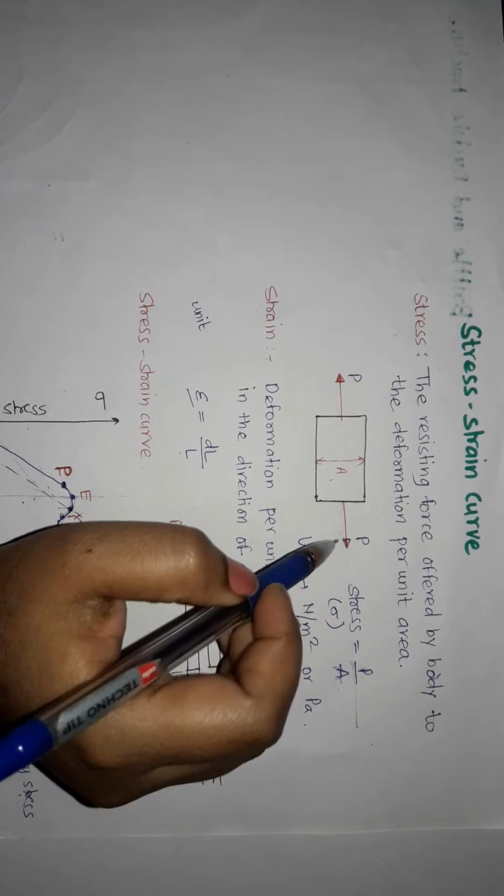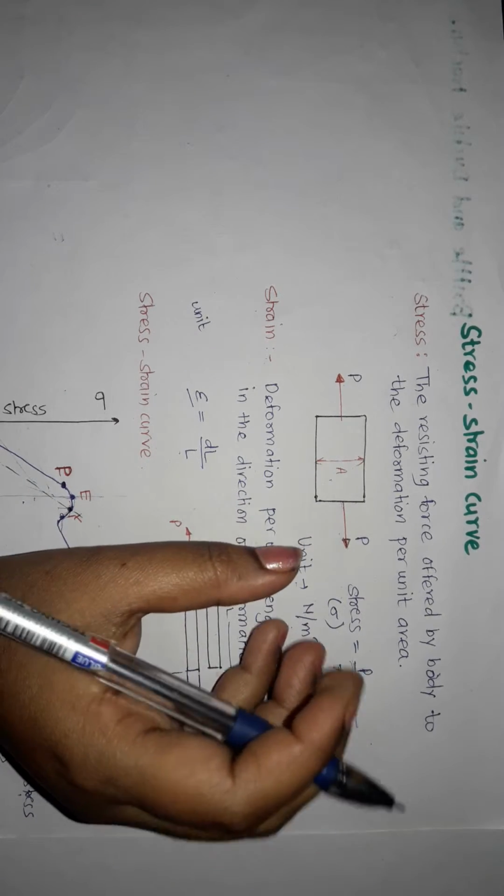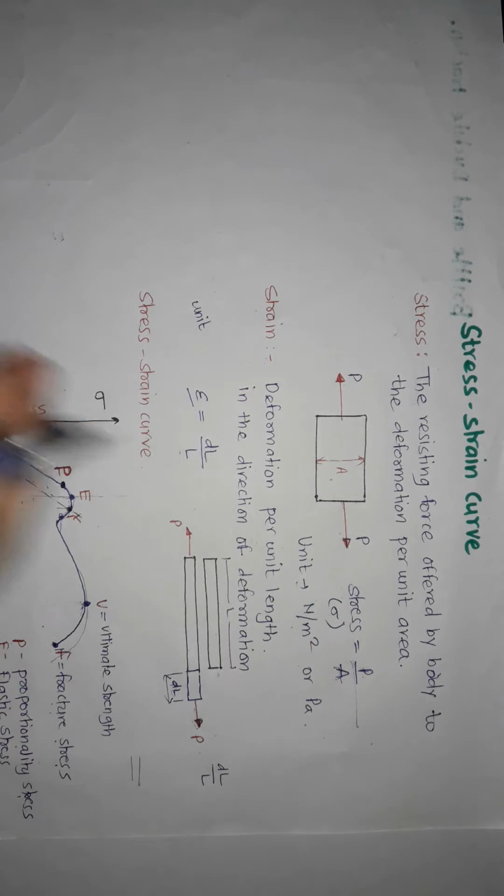When any external forces are applied on a body, it will deform the body. It will try to change its shape, but the body will resist this deformation. This is due to the cohesion of the particles of the material. So this resisting force is equal to the applied force. This resisting force offered by the body to the deformation per unit area is called stress.